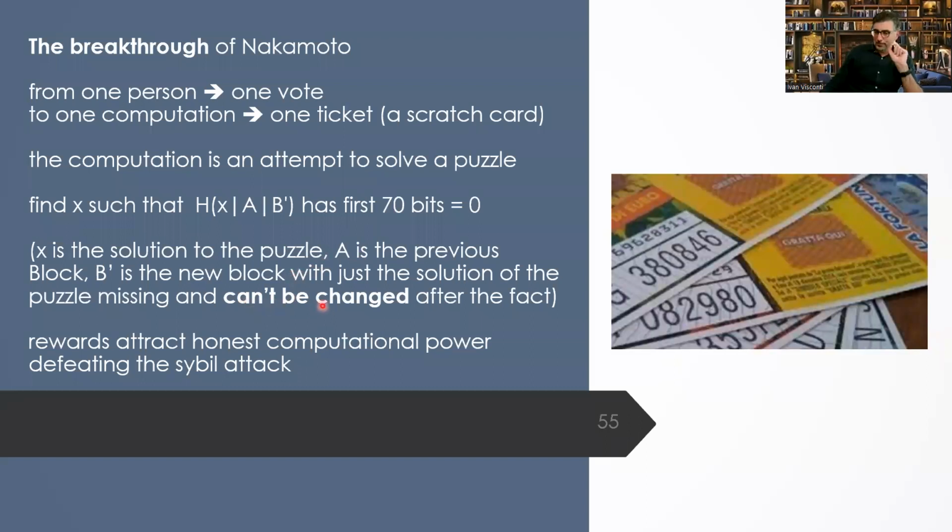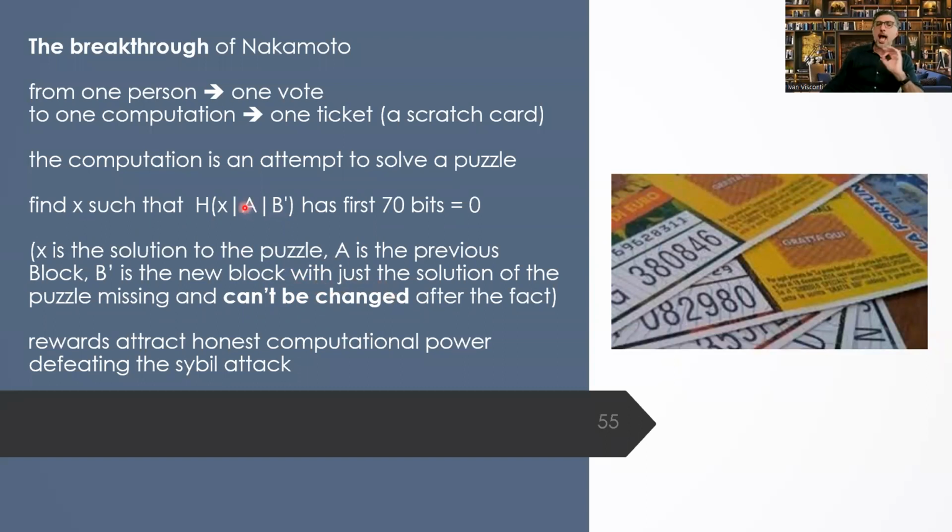And very important, these transactions, B prime, cannot be changed. Okay, follow me on this. It's important also for what I will say later. These transactions in B prime cannot be changed after the fact.